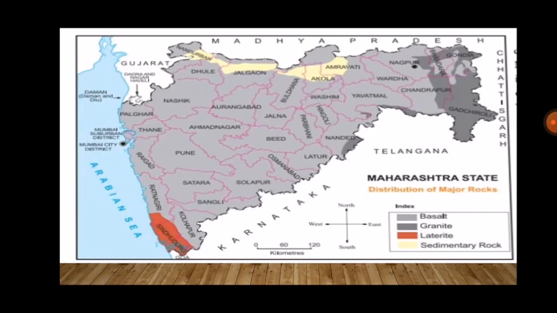Now because of thick and extensive layers of basalt, Maharashtra does not have large reserves of mineral wealth. Therefore, mining activity is concentrated in South Konkan and in Eastern Maharashtra. So these were all the places in Maharashtra where these different types of rocks are found.